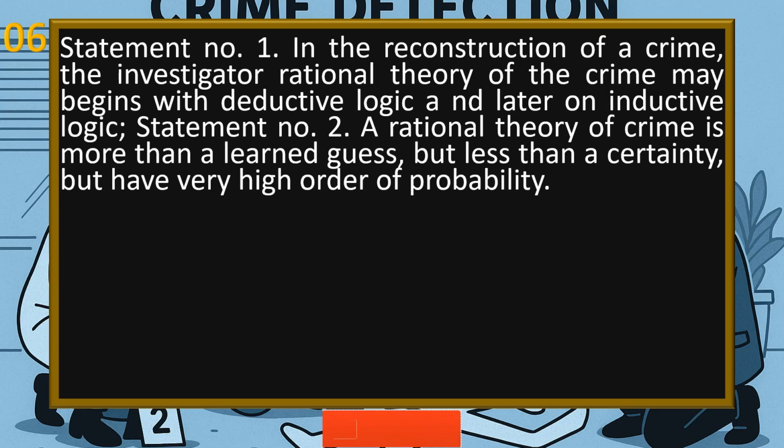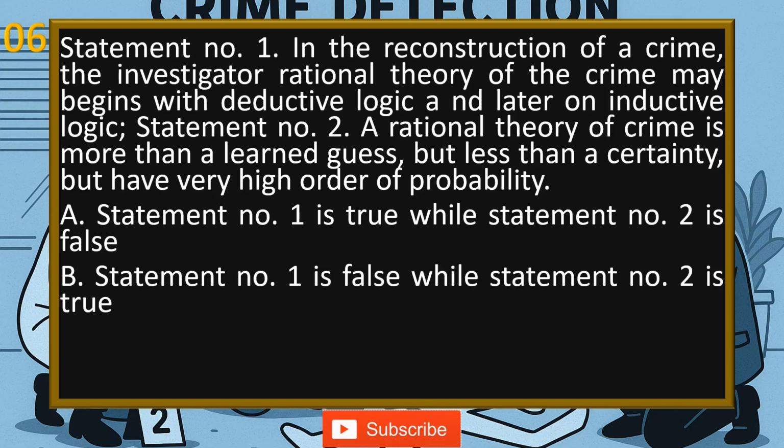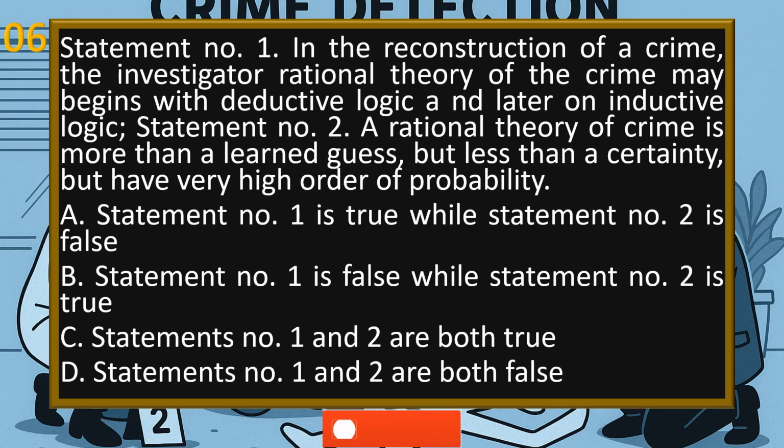Statement number 1. In the reconstruction of a crime, the investigator's rational theory of the crime may begin with deductive logic and later on inductive logic. Statement number 2. A rational theory of crime is more than a learned guess, but less than a certainty, but has a very high order of probability. A. Statement number 1 is true while statement number 2 is false. B. Statement number 1 is false while statement number 2 is true. C. Statements number 1 and 2 are both true. D. Statements number 1 and 2 are both false.